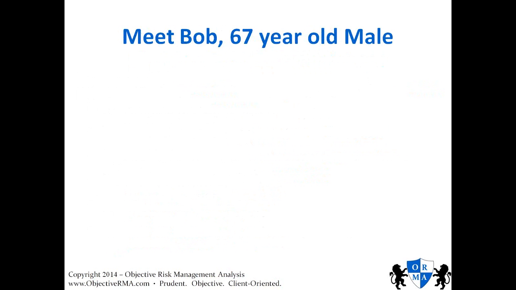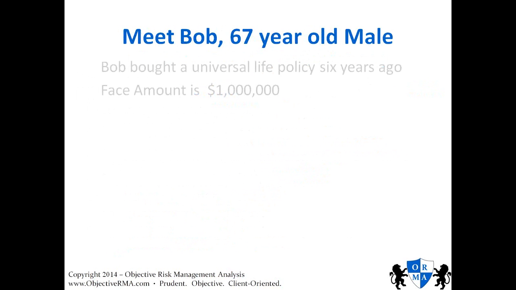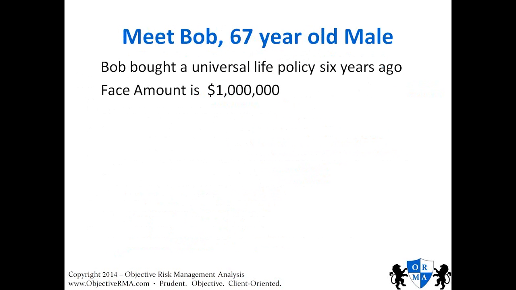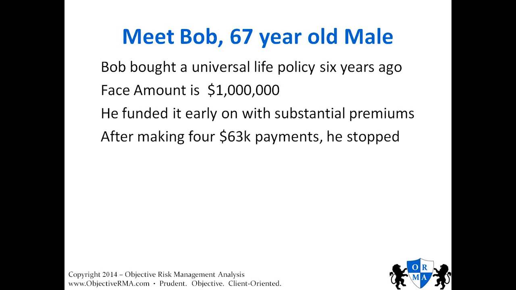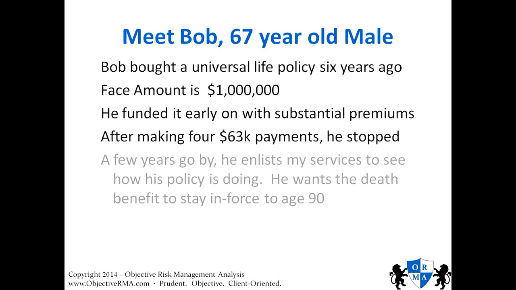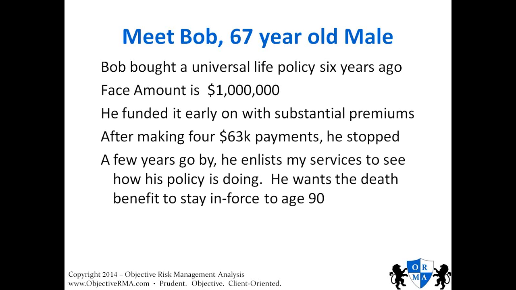Now, to make an example, I bring in Bob. He's a 67-year-old male. He bought a universal life policy 6 years ago, and the face amount on that policy is $1 million. He funded it early on with substantial premiums, about $63,000 a year, and after 4 years he stopped. And a few years went by, he enlisted my services to see how the policy is performing, and he wants the death benefit to stay in force to age 90.